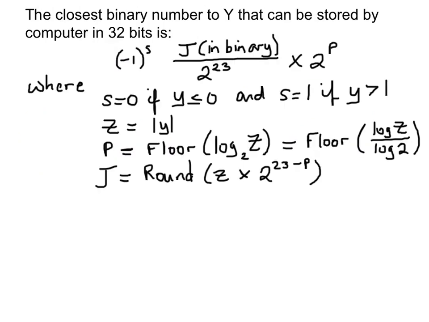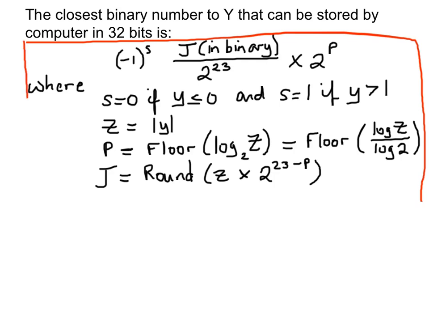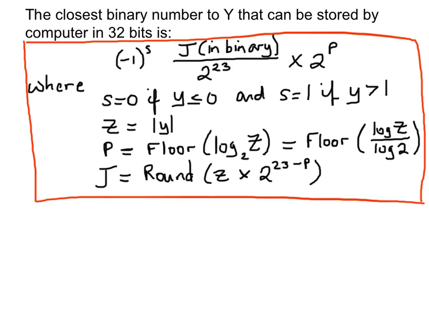It says that the closest binary number to y that can be stored by a computer in 32 bits is given by this. Now I'm going to put a red box around all of this. And what I'll tell you is you don't have to remember this. This will be provided to you in the examination. But what you have to do is use this information to find the value of the exponent and the significand. So how do you do that?